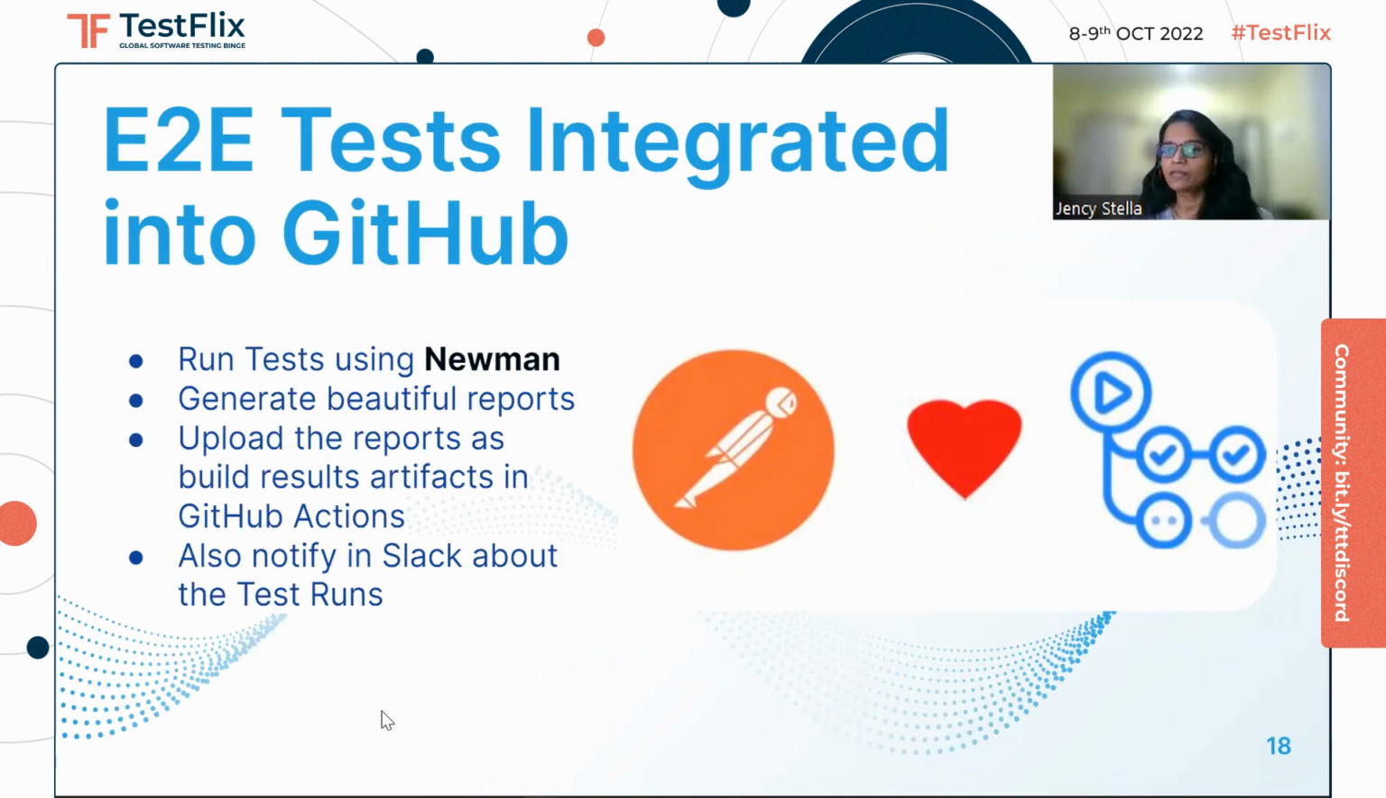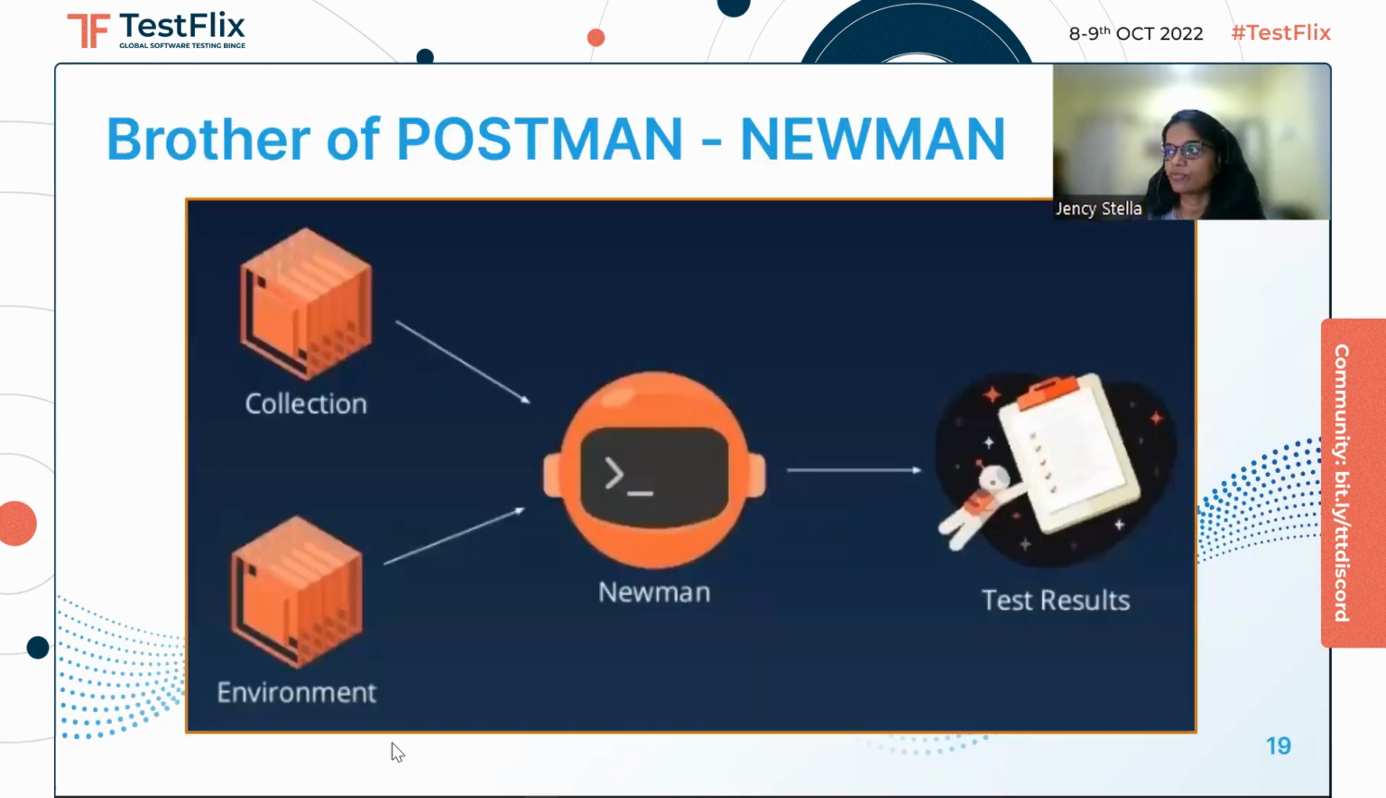So before we deep dive into the GitHub feature, let's understand the traditional approach of Newman. Newman, who's Newman? I normally address him as the brother of Postman. Newman is nothing but a command line feature that helps you to run your collections from the command line. It's basically your command line executor of your collections.